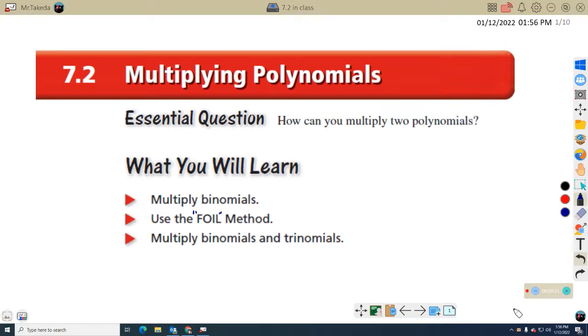This is lesson 7.2 on multiplying polynomials, and the title gives away the goal, the question, the objective. How do you multiply two polynomials? We looked at the previous episode and we learned what polynomials were. We learned how to add them and subtract them. Now we'll learn how to multiply them. We'll talk about multiplying binomials, this thing called the FOIL method very briefly, and then multiplying binomials and trinomials. The FOIL method is really the same as this, and we'll get into that when we get there.